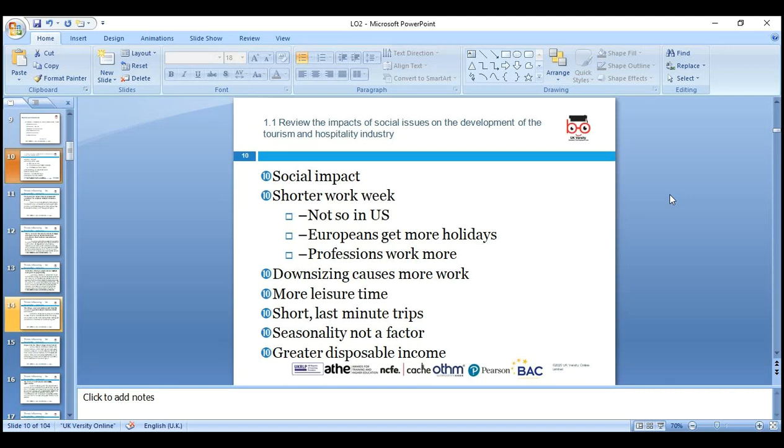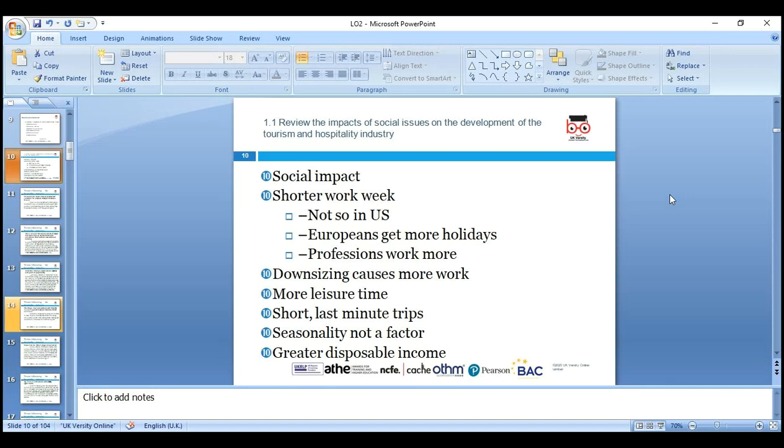When we look at PPE and those manufacturing companies. For social impact, sometimes we have a shorter work week, and that can be huge. Downsizing causes more work. Sometimes when a company is downsizing or restructuring, more leisure time can be available if it's a shorter week. Short last-minute trips.